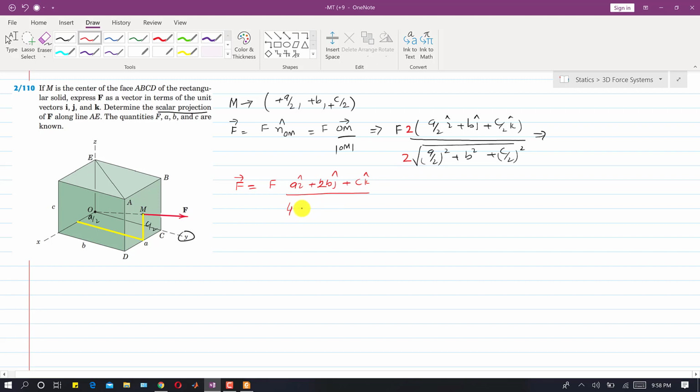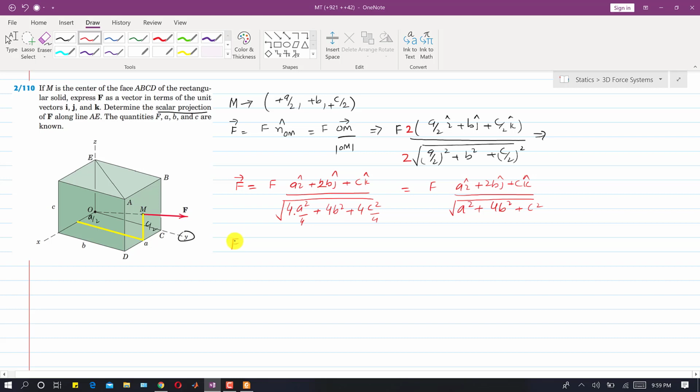So it will be A square by 4, and this 4 will be multiplied with each one, so this will be plus 4B square plus 4C square divided by 4 under the root, right? So F will be equal to F magnitude times A I plus 2B J plus C K, and this 4 will be cancelled out, so we will be left with the square root of A square plus 4B square plus C square.